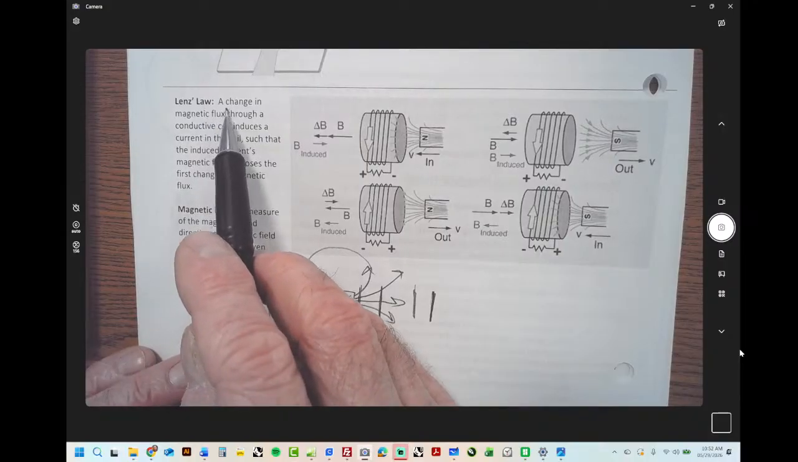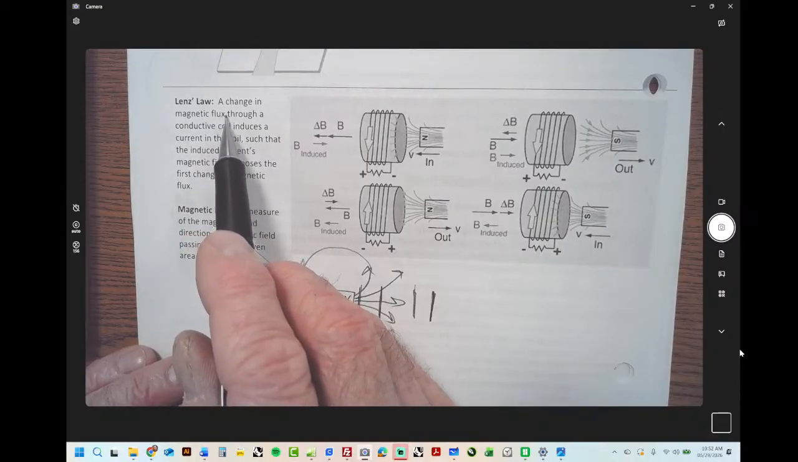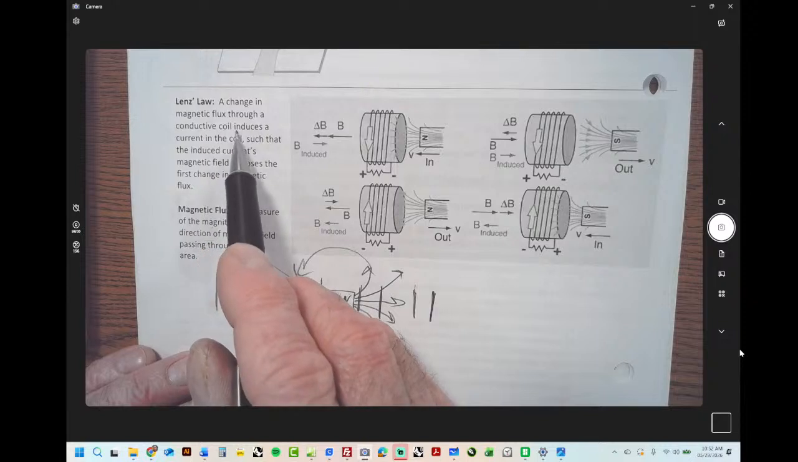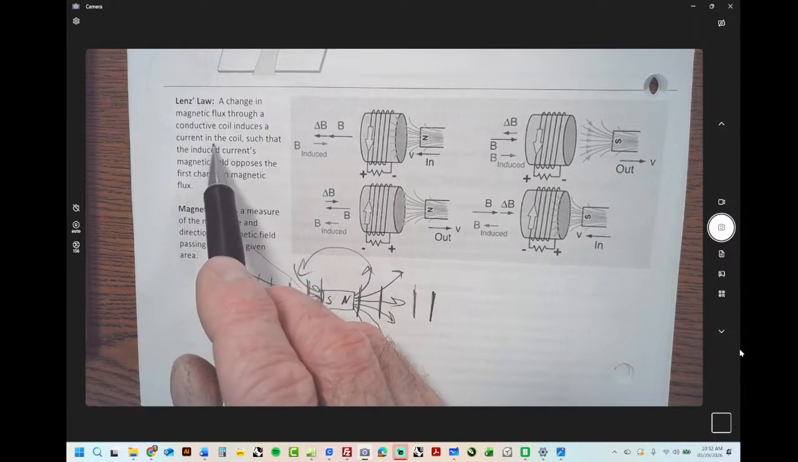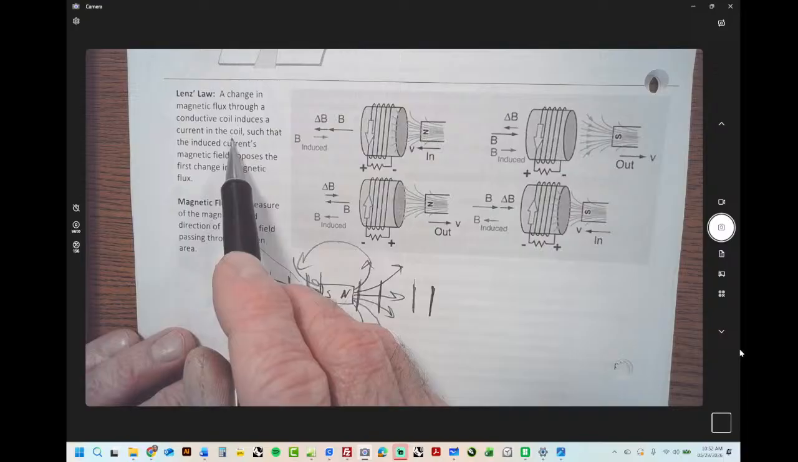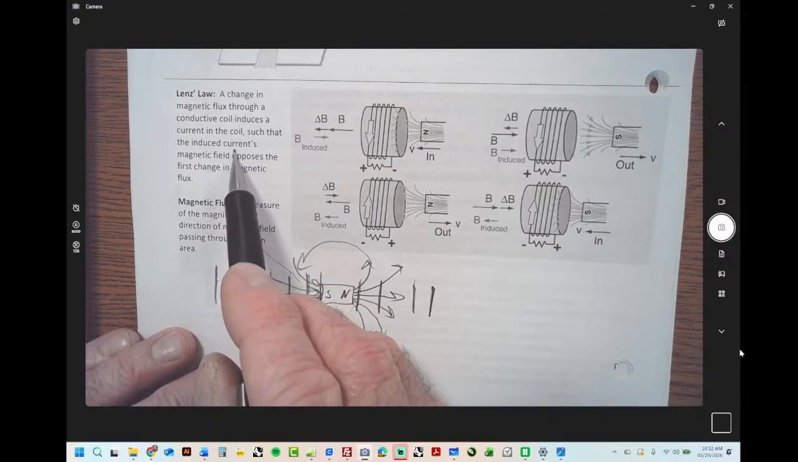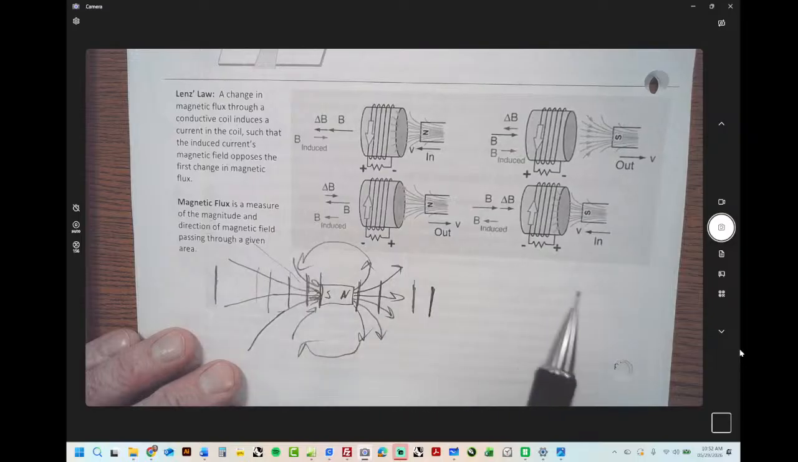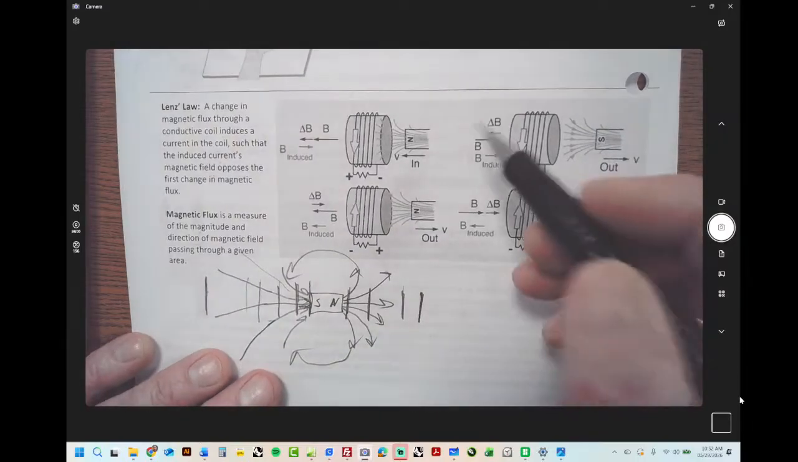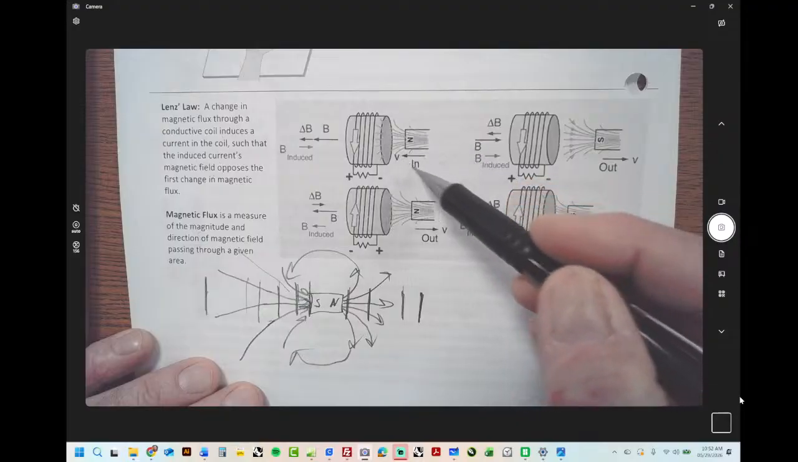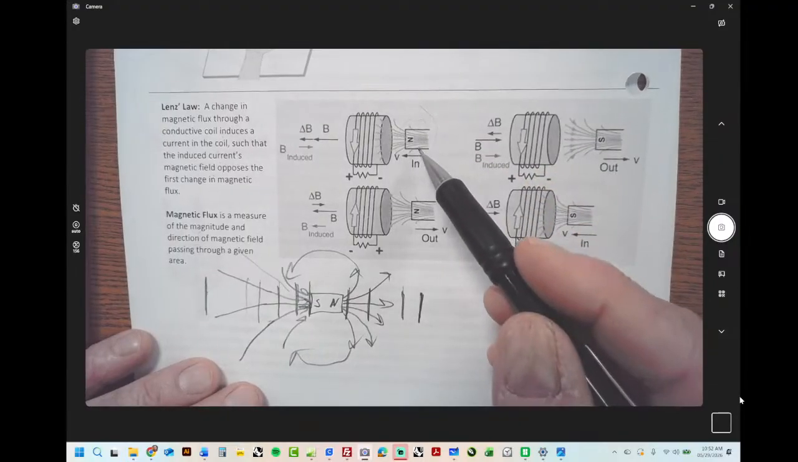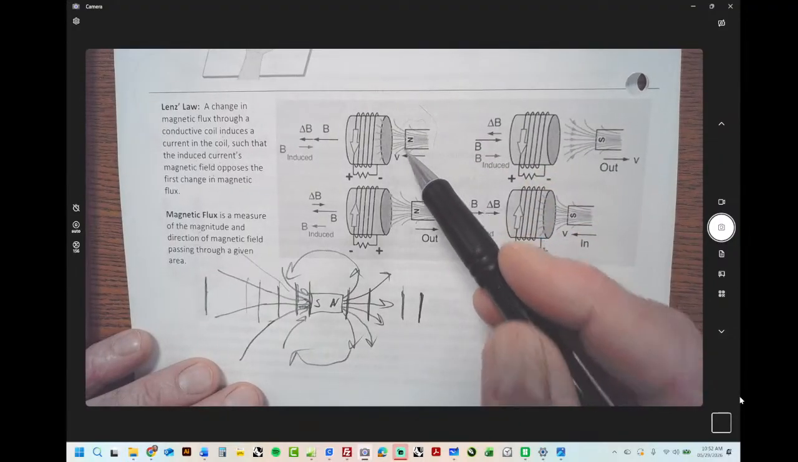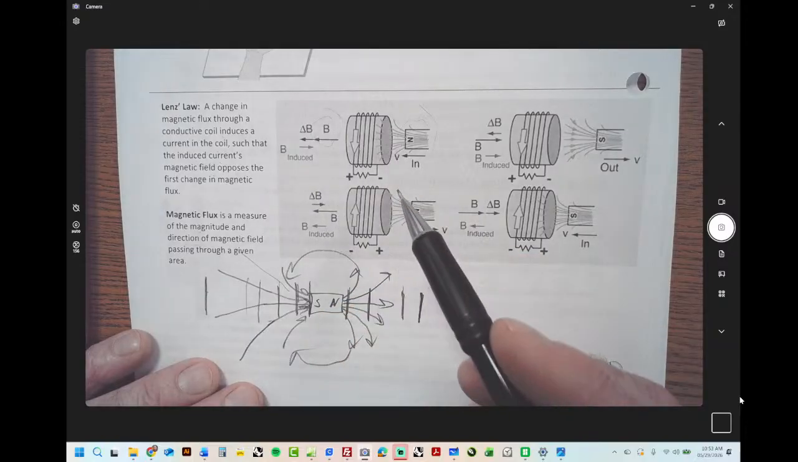This is a brain twister. A change in the magnetic flux through a conductive coil induces a current, meaning it makes a current in the coil, such that the induced current's magnetic field opposes the first change in magnetic flux. Here's an example. We've got a magnet right here. Which way is the field pointing, right or left, if that's the North Pole? Left. And that's what these bees are all about.